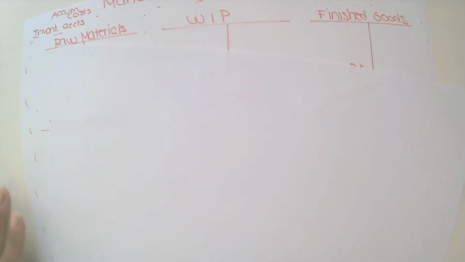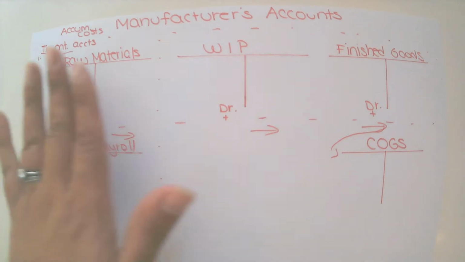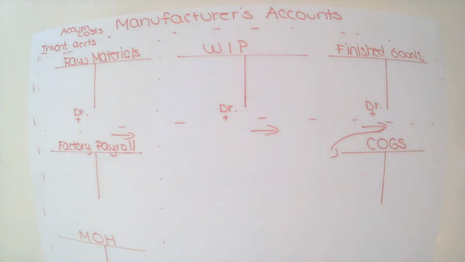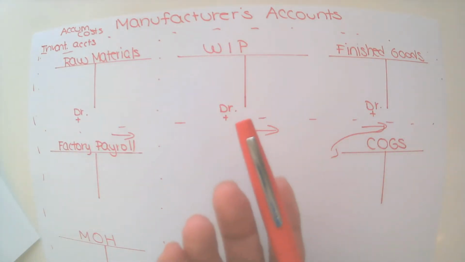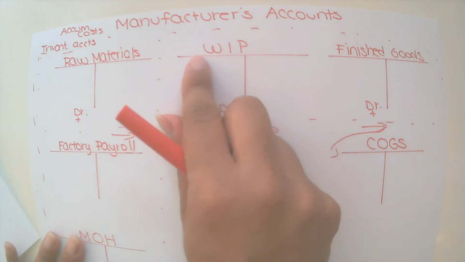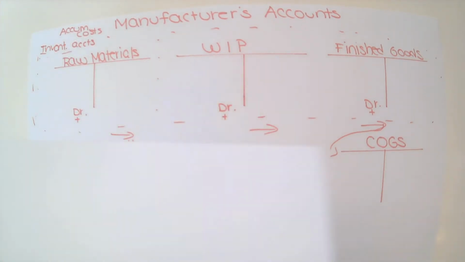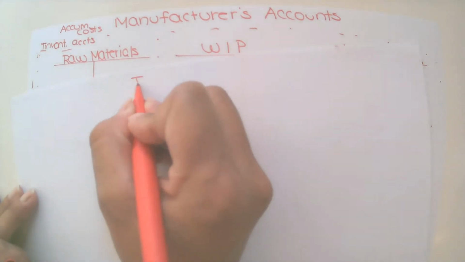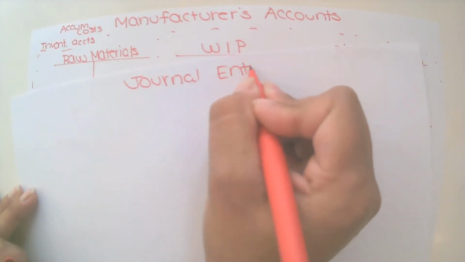All right, so we know our manufacturing accounts. We know the general direction of the costs, how they're going to flow. So how do we move the cost from one account to another? Just like we've done in Accounting 1A, the only way to move amounts from one account to another is through journal entries. So let's look at a manufacturer's journal entries.